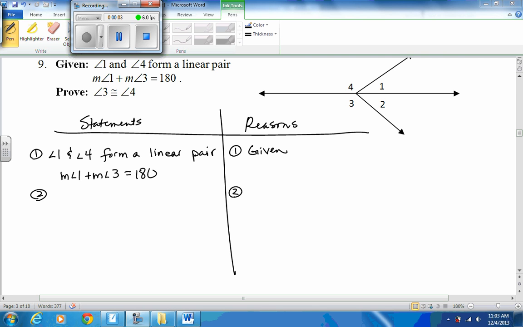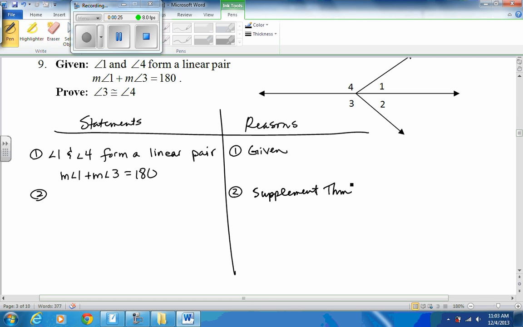Angle 1 and 4 form a linear pair. Find that. If you need some time, maybe pause the video, but look for what type of conclusion you can make. Well, that satisfies the conditions for the supplement theorem. So use your law of detachment that says if you satisfy those conditions, then go ahead and make the conclusion.